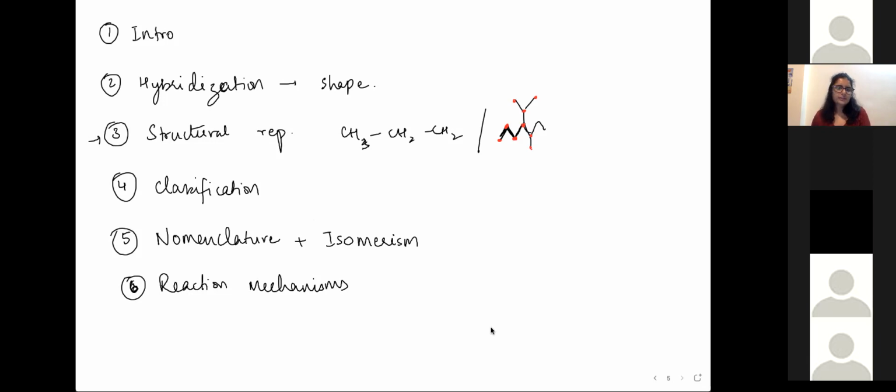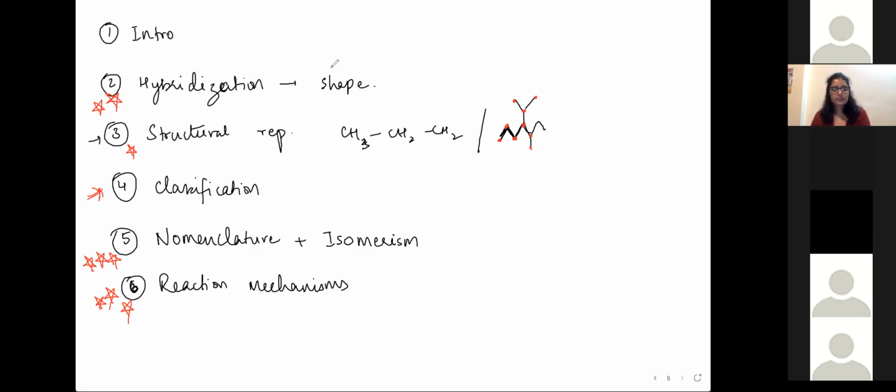Out of all of this, the hybridization part is very important. Structural representation, I'll put 2 stars to it. This would be just a single star. And nomenclature and reaction mechanisms are the most important, 3 stars. Classification, you will get the hang of it, not a lot to it. Structural representation is just for your own understanding. As long as you can figure out where the carbon atoms are and how many hydrogens are there, that's it.